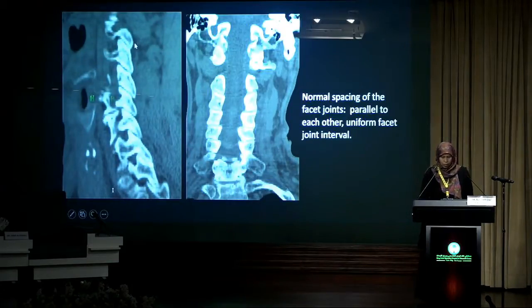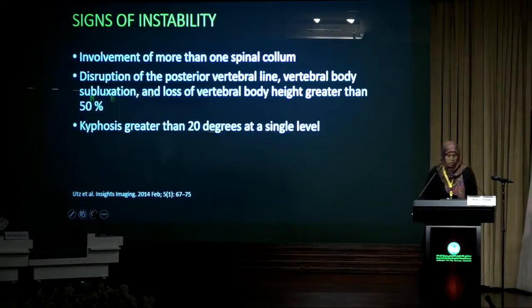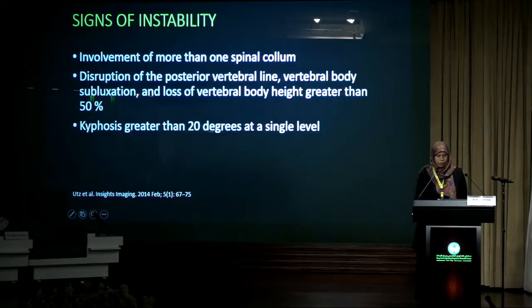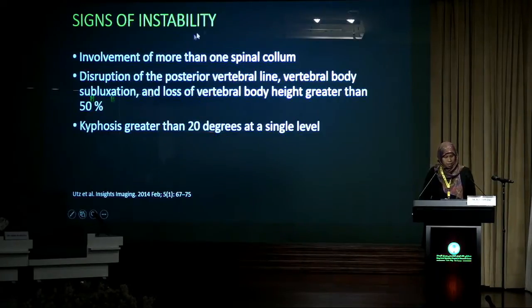In this picture, we also see the normal spacing of the facet joint, which is parallel to each other, and also a uniform facet joint interval. So, signs of instability in cervical trauma are involvement of more than one spinal column, disruption of the posterior vertebral line, vertebral body subluxation, loss of vertebral body height greater than 50%, and the presence of kyphosis greater than 20 degrees at a single level.